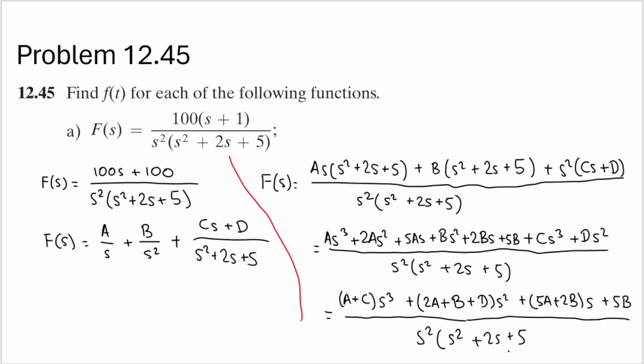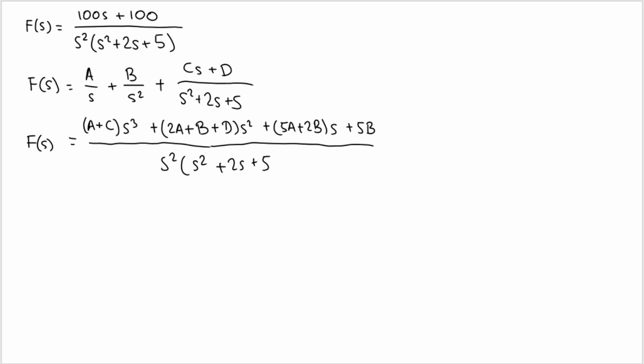Okay, so we need to clean this up and find out what A, B, C, and D are. Okay, let's do exactly that. This is what we get so far. For the constant term, we have 5B, and that is the same as 100. So we will have 5B equal to 100. Therefore, our B will be 20, right? If our B is 20, we can find out A from this one, right?